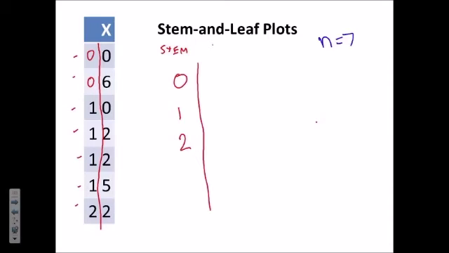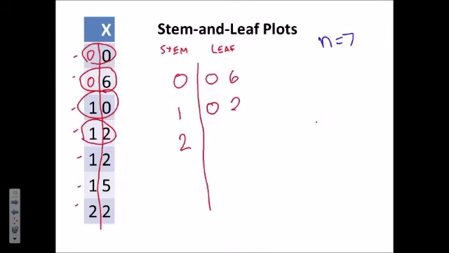And now for the leaf part, well, record this first number, 0, as 0. 0 is the leaf. The next score, 06, 6 is the leaf. How do I record 10? 10 is 1, 0. Notice, the way I record 12 is I only have to put a single number down. The 1 is there, the stem is there, I just put down the 2 to make 12. How do I record 12 again? Just put a 2 next to the 1 stem.